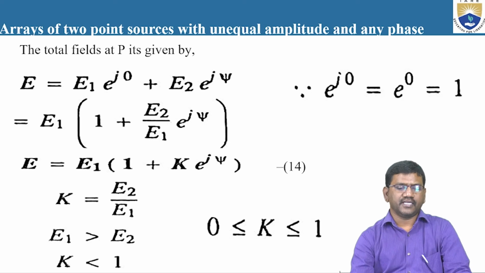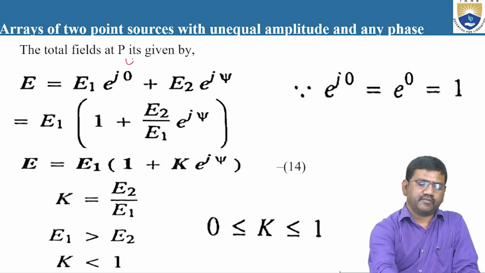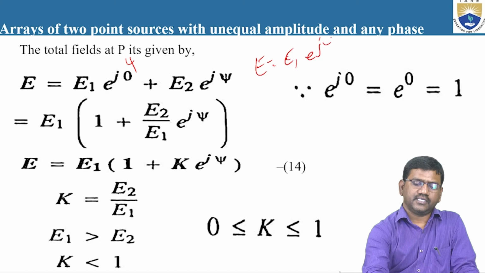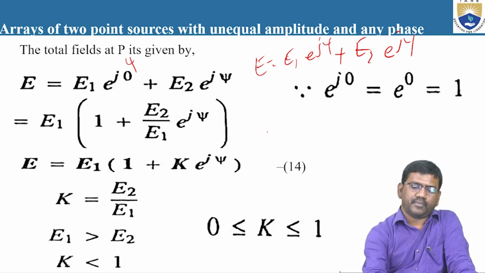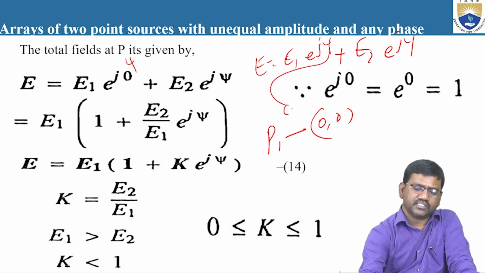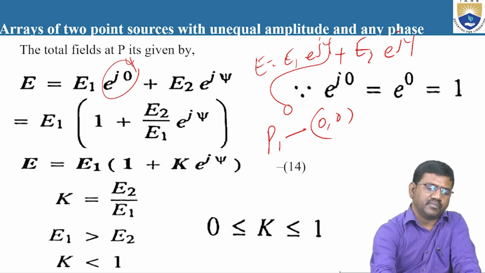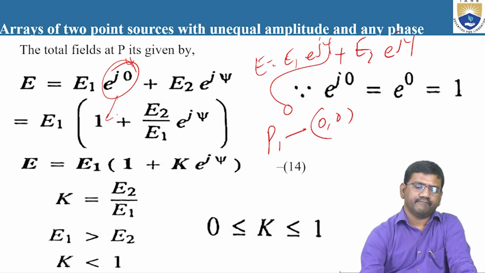Now the total field pattern is given by E is equal to E1 e power j psi, generally written as e power j psi. So E is equal to E1 e power j 0 plus E2 e power j psi. As we have seen here, point source 1 is located at the origin. Hence we have taken its psi function as 0, so this value becomes 1, since e power j 0 is equal to 1. So we have written 1 here, plus E2.